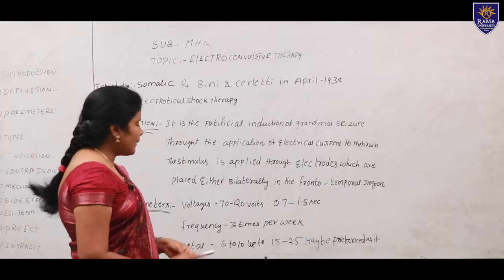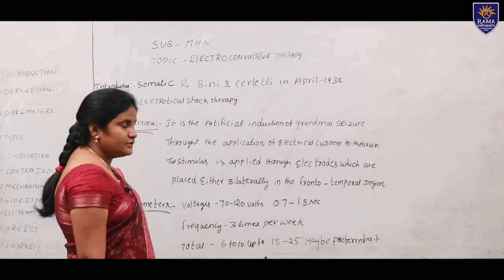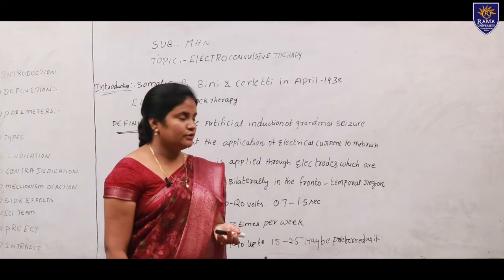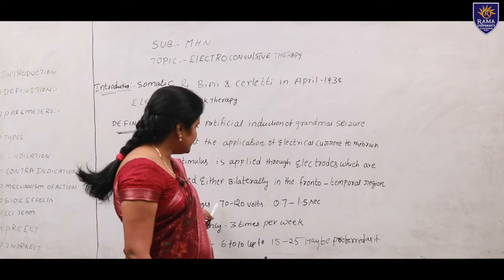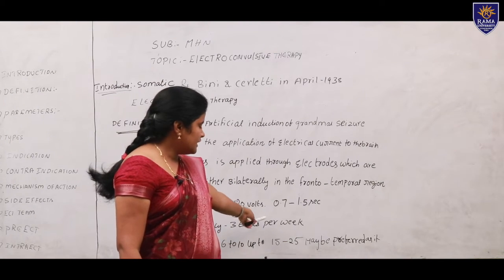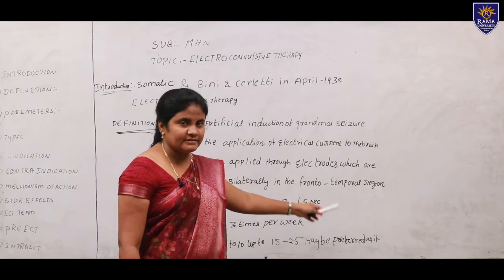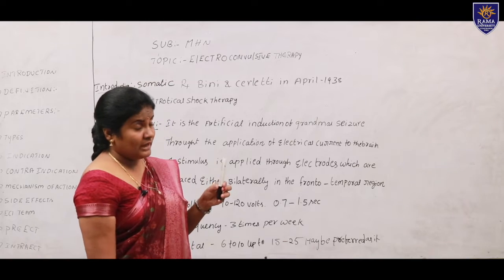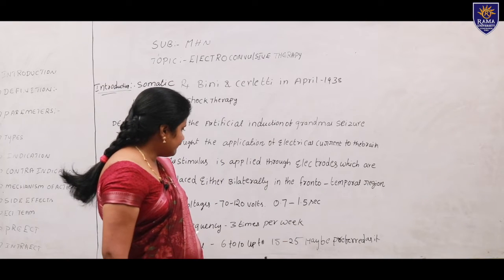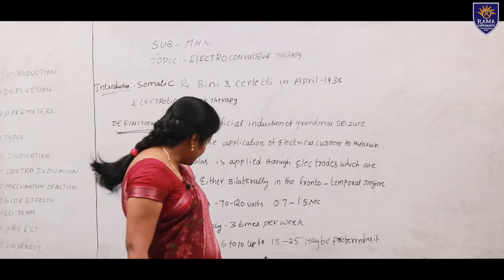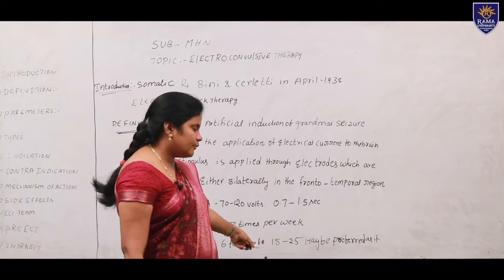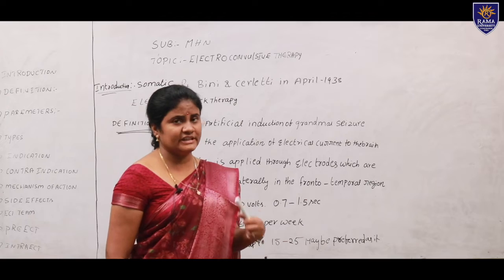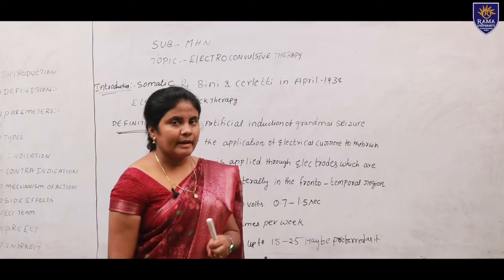Coming to the parameters of electroconvulsive therapy: how much current we use and for how long. The voltage will be 70 to 120 volts, applied for 0.7 to 1.5 seconds through the brain to the patients. The frequency will be 3 times per week, and a total of 6 to 10, up to 15 to 25, may be given as patients require. These are the parameters we are using.